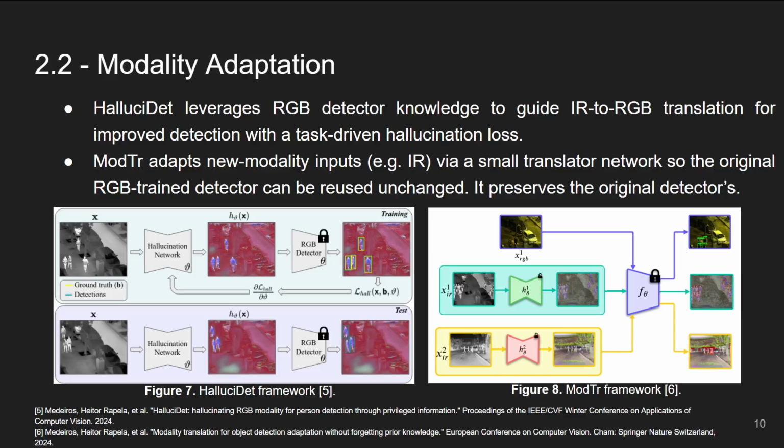In modality adaptation, we have ALLUSTET and ModTR, which were proposed to adapt pre-trained RGB detectors to different distributions. The RGB detector in ALLUSTET is from a distribution closer to the IR dataset, and in ModTR, it's the zero-shot COCO weights.